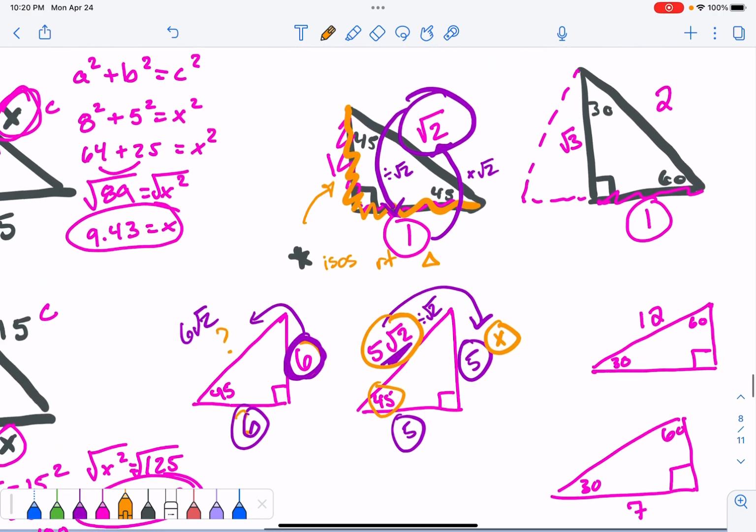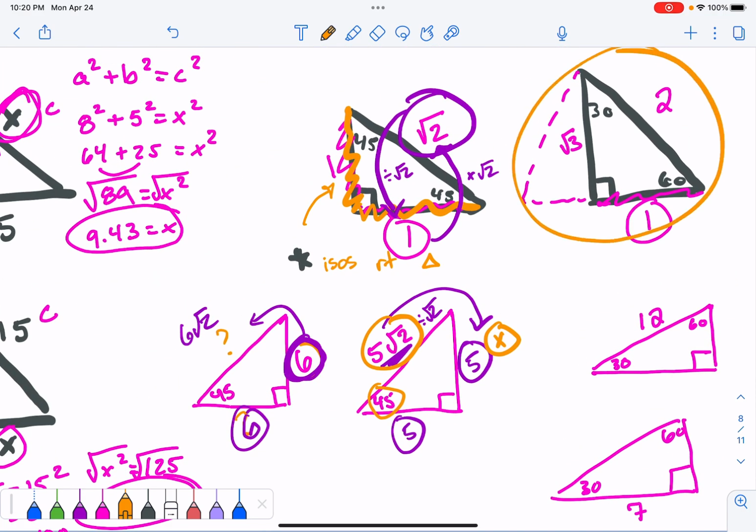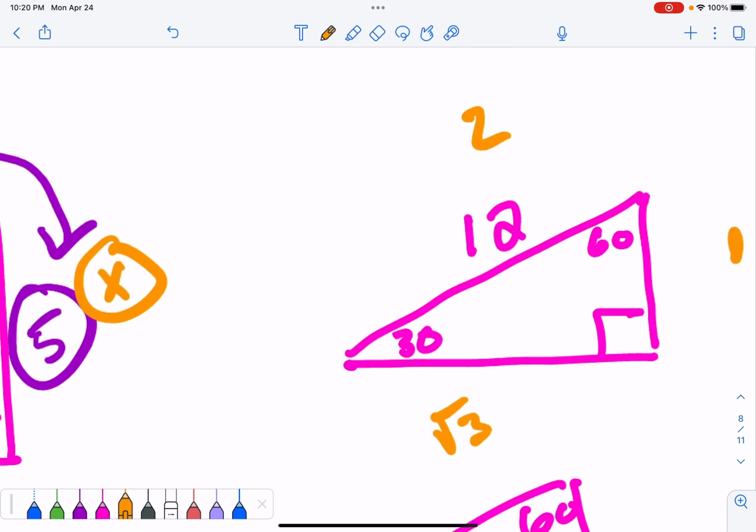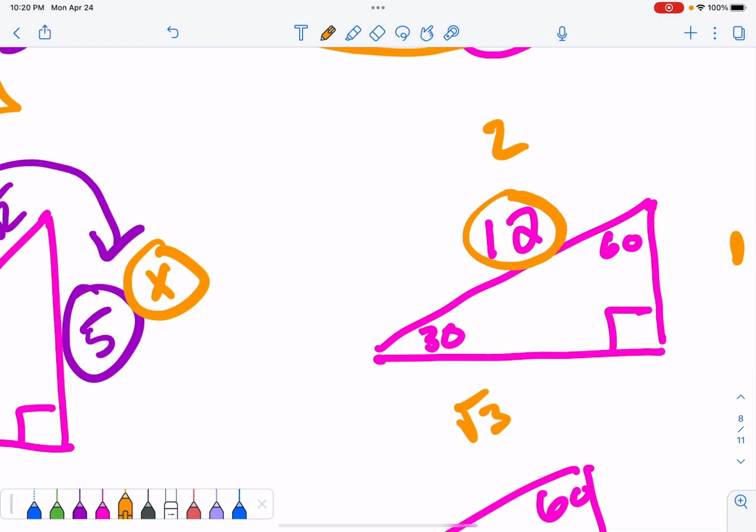All right, this guy right here, we're going to use the 30, 60, 90 triangle for. So we have 1, 2, and square root of 3. Like this is my 1 side, this is my 2 side, this is my square root of 3 side for this top one, okay? If this is my 2 side, that means this is half of that, right? So half of 12, this would be 6.